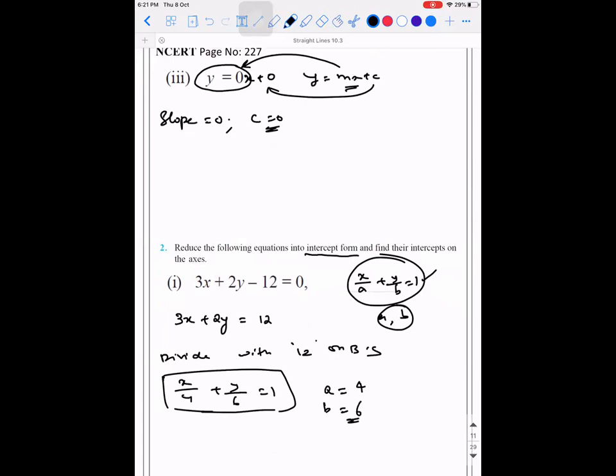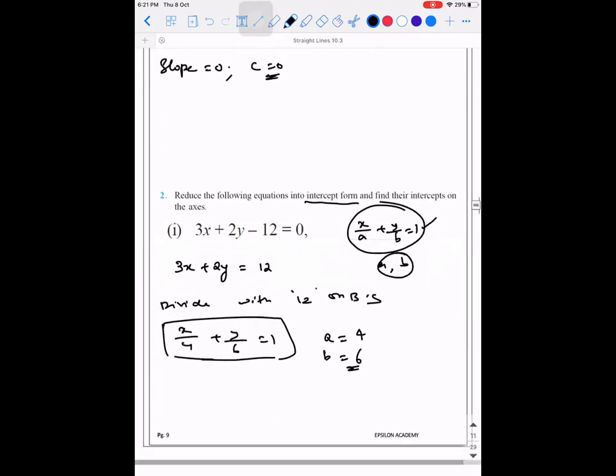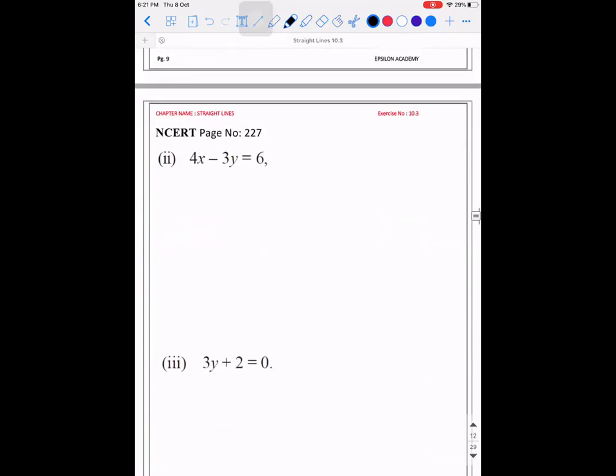Is there any doubt till whatever we discussed? No, sir. Okay, I'm going to the next problem. Observe. So 4x minus 3y is equal to 6. So divide by 6 on both sides. You will have 4x by 6 minus 3y by 6 is 1. So 2x by 3 minus y by 2 is 1.